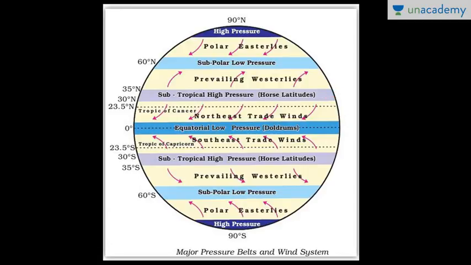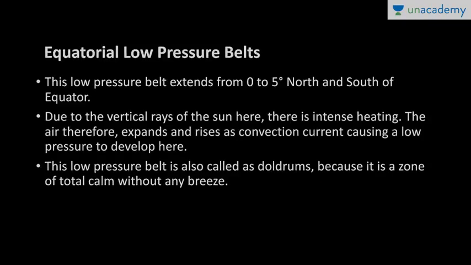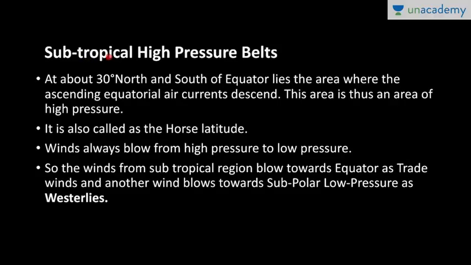Now, since the winds are descending at this high pressure belt, that is why there is high pressure in this region. Similarly, in the southern hemisphere, winds from the equator rise and descend at 30-35 degree north as well as 30-35 degree south. Okay, so coming on to the next one, that is the subtropical high pressure belt, right?